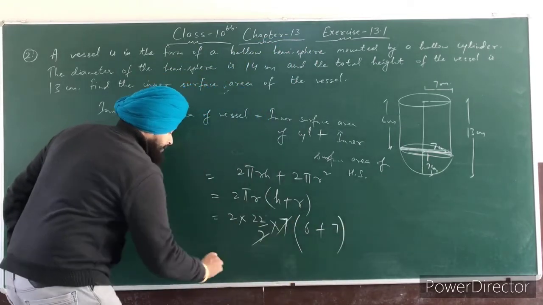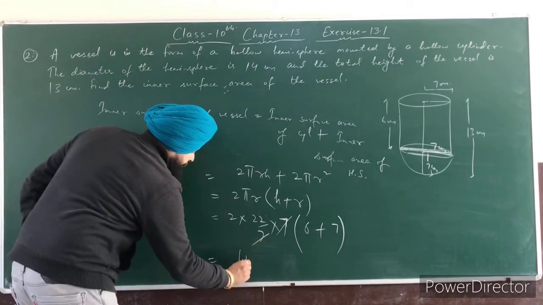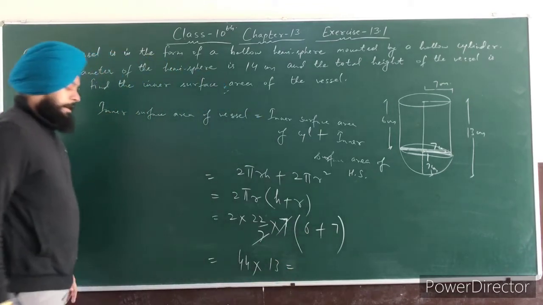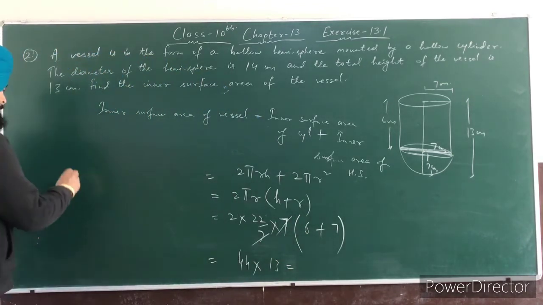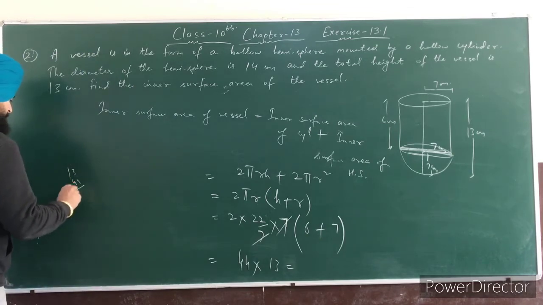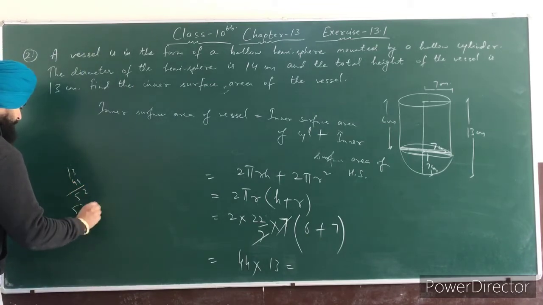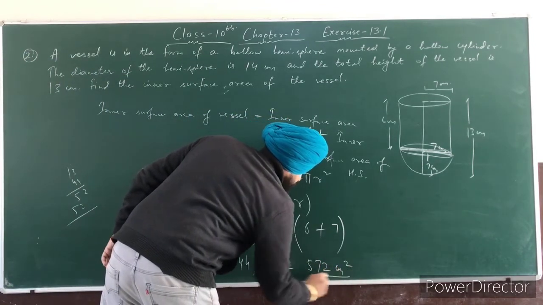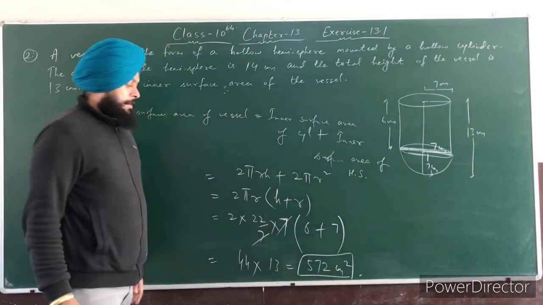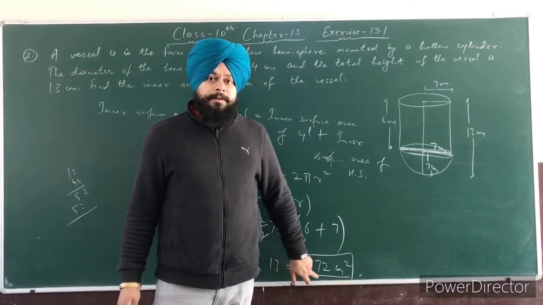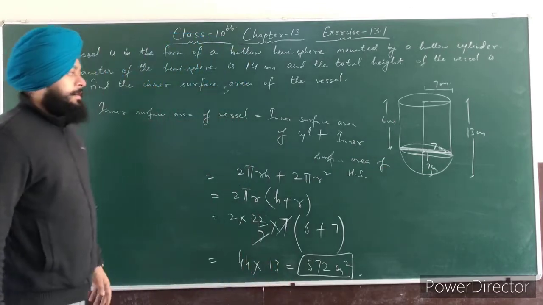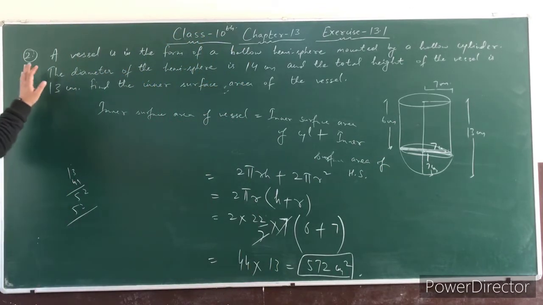Now this 7 cancels. 22 2s are 44. 6 plus 7, how much? 13. And 44 13s are 572 centimeter square. So 572 centimeter square is the total inner surface area of this vessel. Alright students, so this is your question number 2.